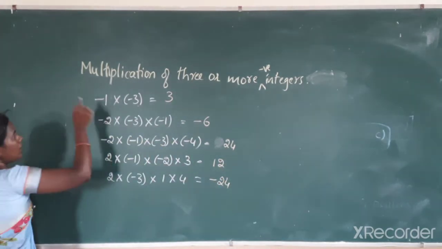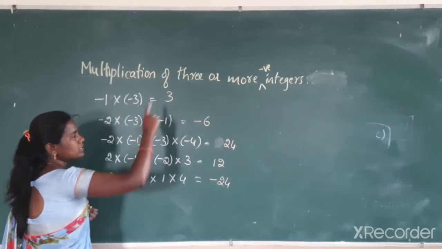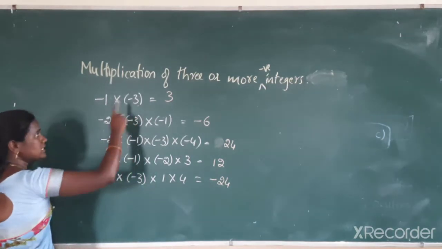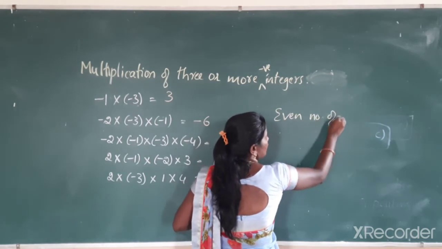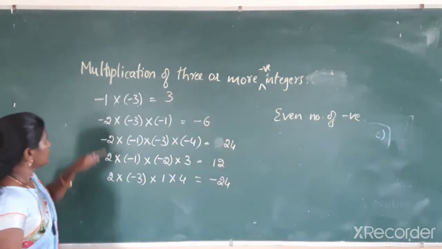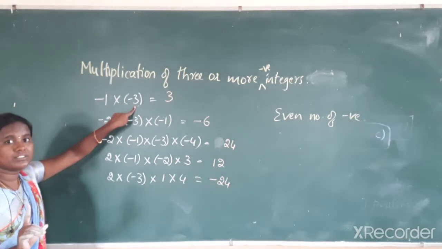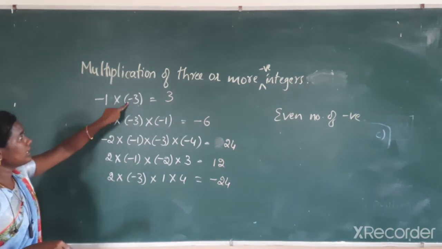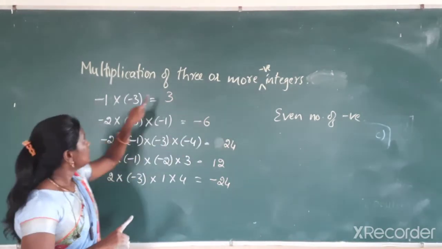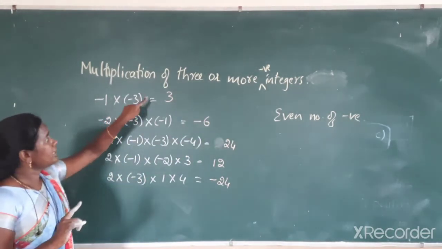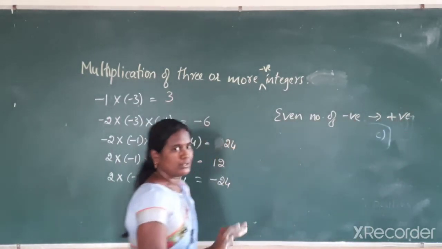See now. How many negative integers were there? 2 negative integers are there. The answer you got is plus 2 here, when 2 is even. So when an even number of negative signs were there, even number 1, 2. Don't take 3. We are considering only the negative signs. 2 negative signs were there, where 2 is even. Therefore, the answer we got is positive.